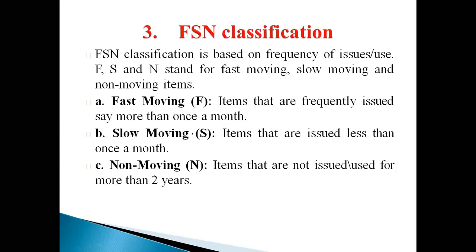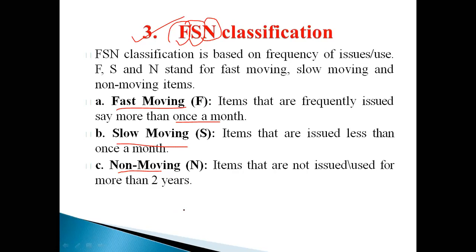FSN, that is F stands for fast, S stands for slow moving, and N stands for non moving. Fast moving items, slow moving items, and non moving items. Non moving items are generally those items that do not move for more than 2 years. 2 वर्षाच्या वर जर कुठला मुवमेंट होत नसेल पर्टिक्युलर items, that is called non-moving items. Some pharma stores do not purchase those particular drugs again.